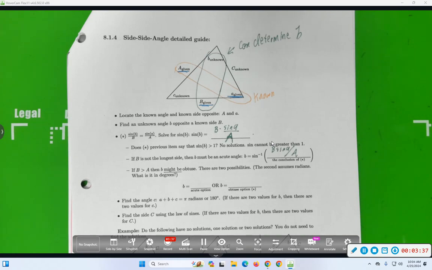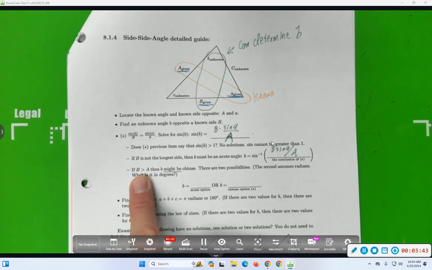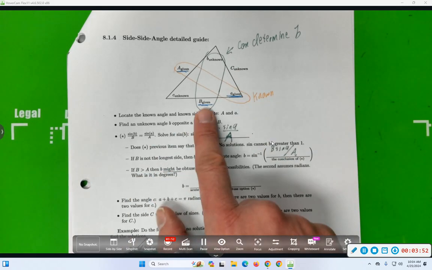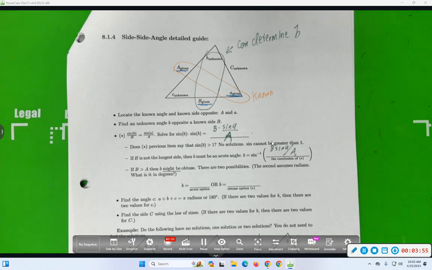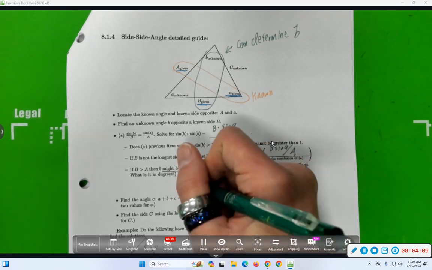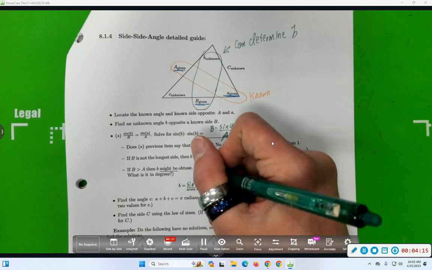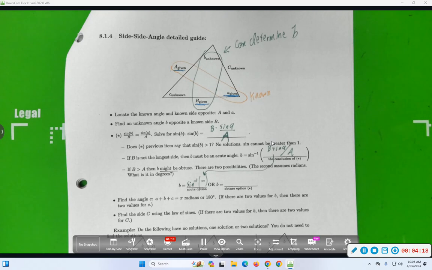There it is. If little b might be obtuse, so that would be the case if big B is bigger than big A, because then big B might be the longest side. Because you don't know the side length of big C, so you can't compare it. If big B is bigger than big A, then the angle little b might be obtuse. Inverse sine will never find an obtuse angle. Inverse sine only ever returns acute angles. So if the angle might be obtuse, you have to manually force it to be. So the two options are sine inverse of that stuff, or the obtuse option.